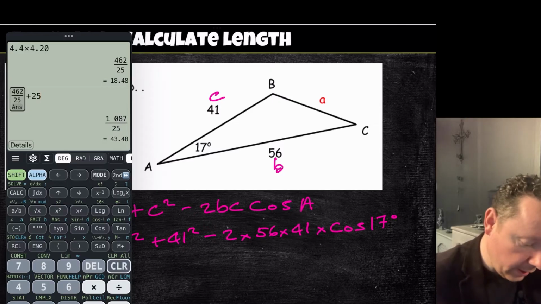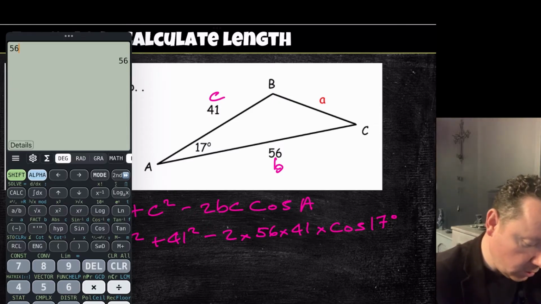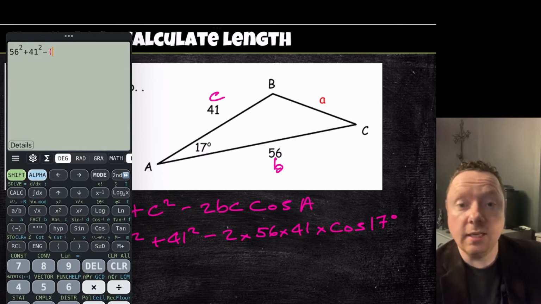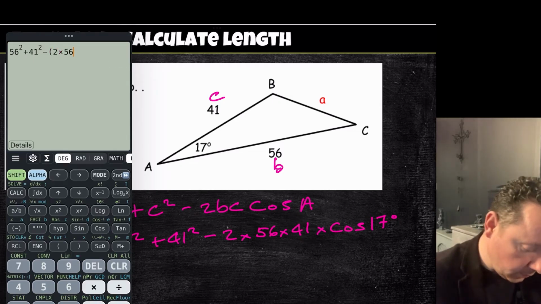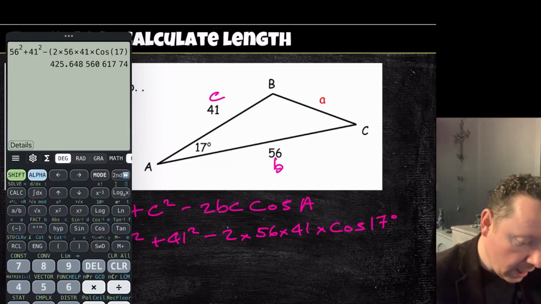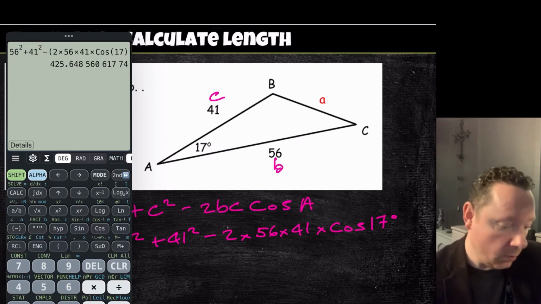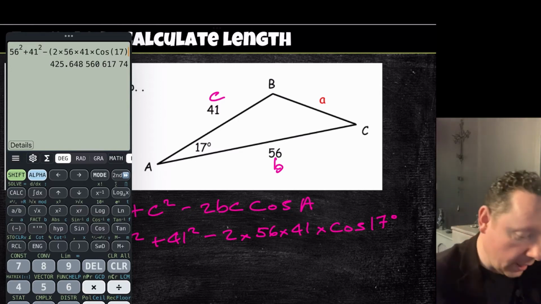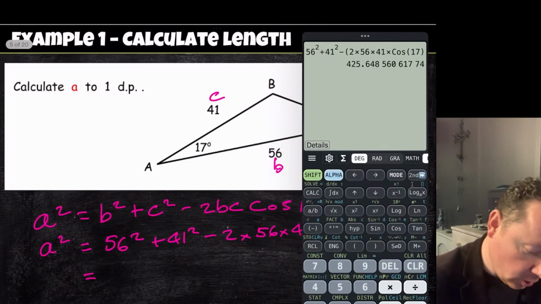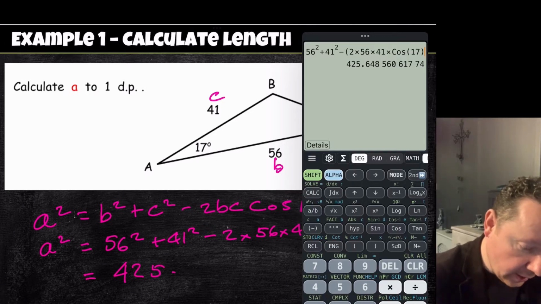So we get our calculator, 56 squared plus 41 squared minus, and I usually open a bracket at this point, 2 times 56 times 41 times the cos of 17, and we close our brackets, and we get an answer of 425.64856. Now that's A squared. We could have square rooted straight away, but it involves lots of brackets, so I like to find A squared first. So I'm just going to write that down, 425.64856.